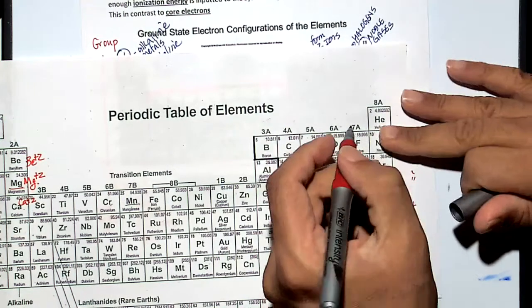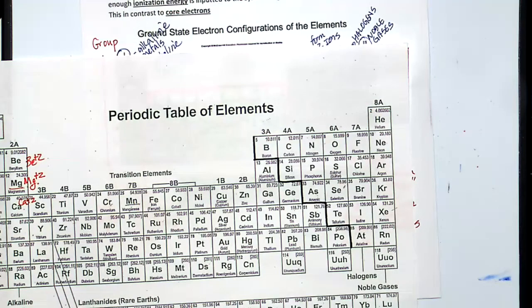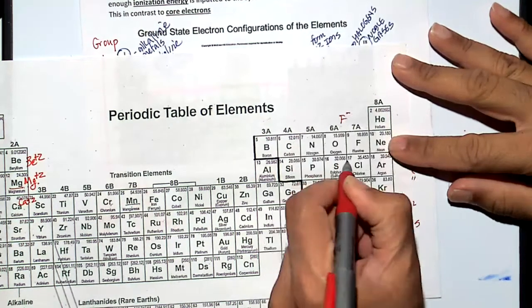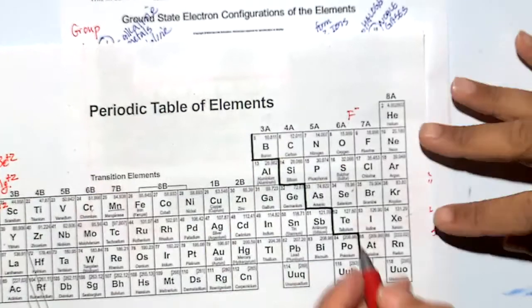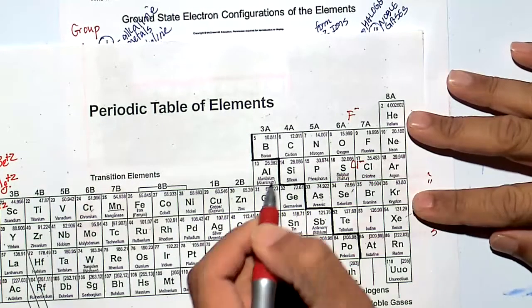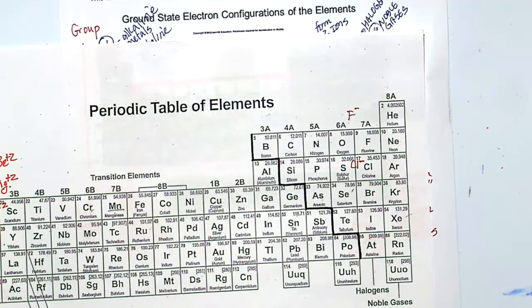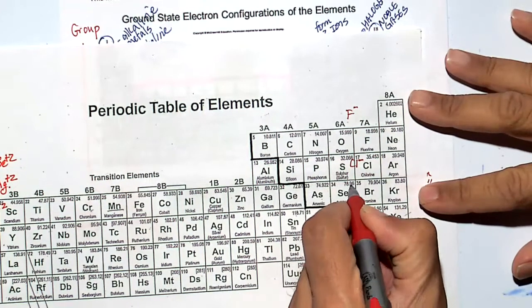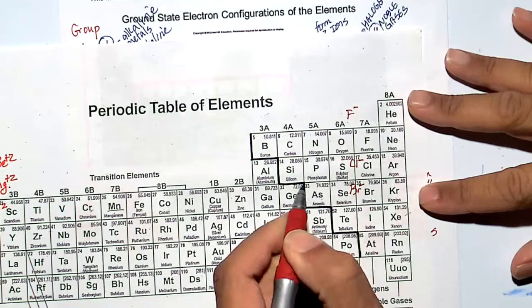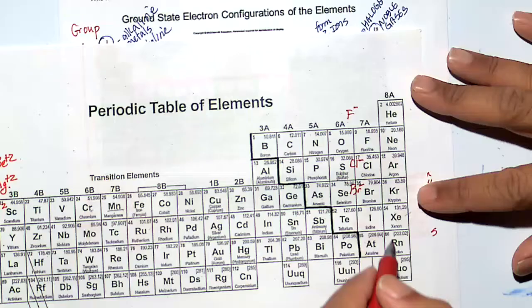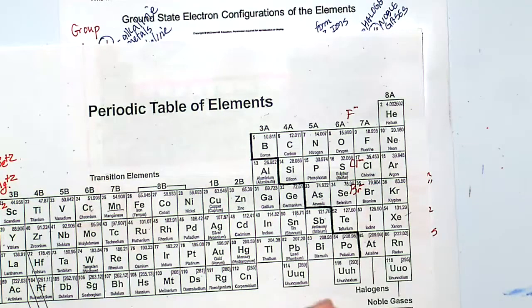So fluorine by itself is fluorine. But if I was fluorine and I wanted to form an ion, I would be F minus one. If I was chlorine and I wanted to form an ion, it would be Cl minus one. Ions, not elements, ions. If I was bromine and I wanted to form an ion, it would be Br minus 1. It would take the minus 1 charge. And again, these are noble gases, so they have a completely filled shell.